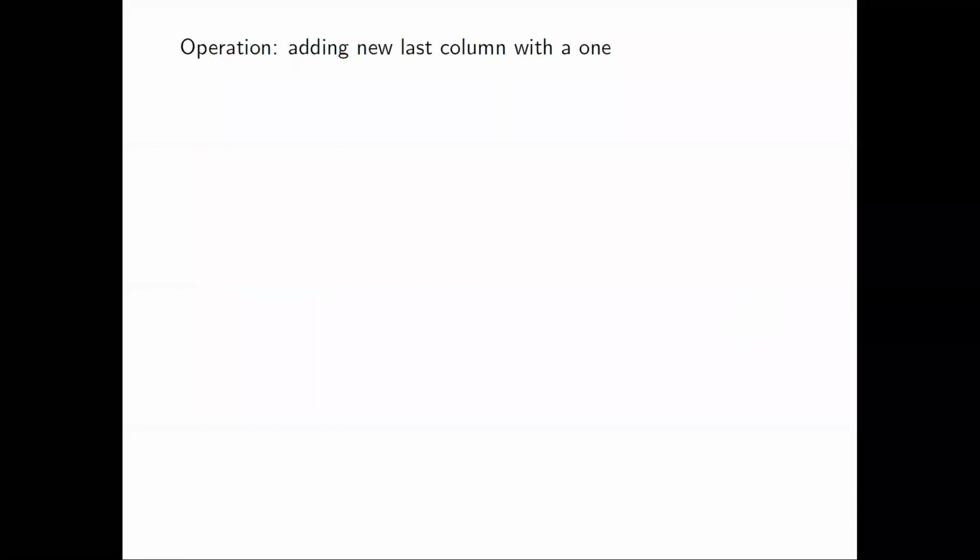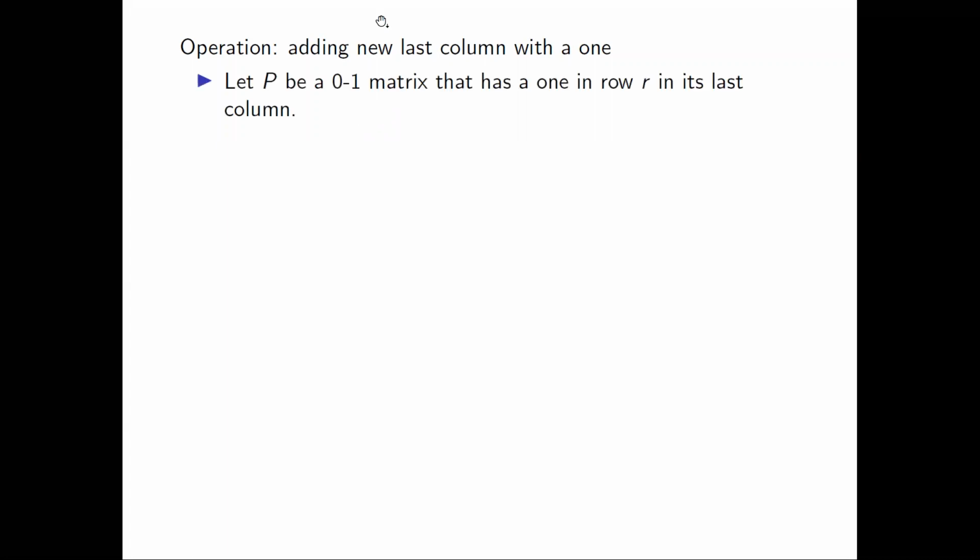So on the next few slides, we're going to consider some more interesting kinds of operations that you can do on 0-1 matrices. And these operations do not substantially change the extremal function of the matrix that we apply them to. So for example, this first operation, I call it adding a new last column with a 1. I'm going to describe it in words. I'm also going to draw a picture. In some ways, I feel like the picture is a better way to think about it.